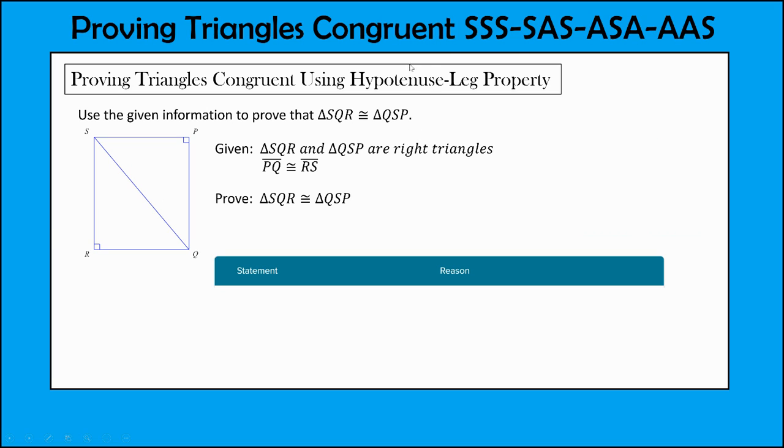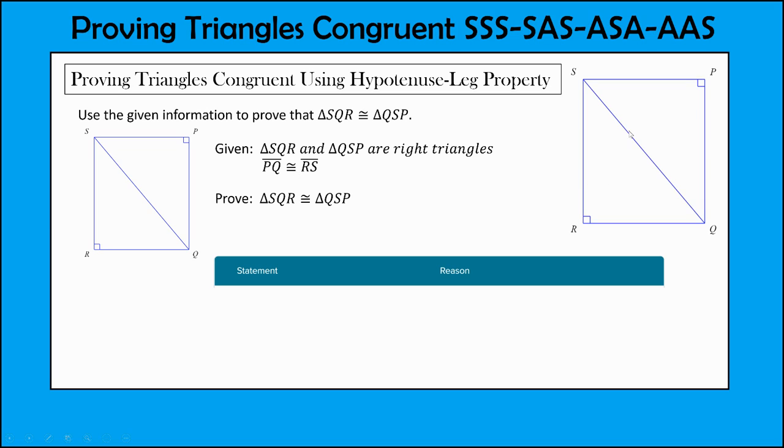Same deal. We want to use the hypotenuse leg property. We're going to prove SQR, that's the bottom one, if you will, and SQP, or QSP, sorry, the top one here, if you will. We're trying to prove these two are congruent. Now, notice they tell us the triangles are right triangles. That's a big clue for you. And they give us a set of sides that are congruent, PQ and RS.